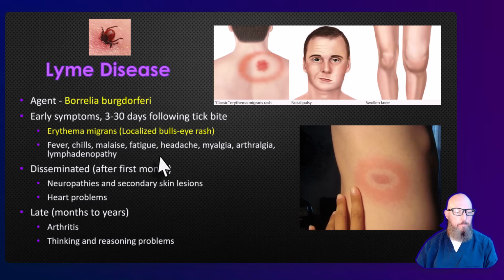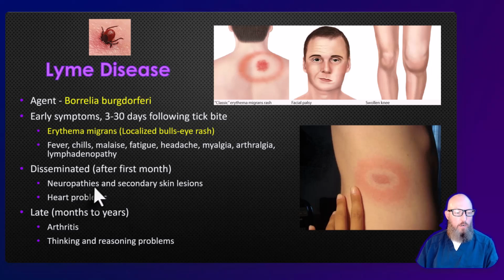tick bite. After the first month, sometimes they refer to this as disseminated, and that'll lead to neuropathy. So it affects the nerves and secondary skin lesions, not in just the original source of the bite, which is where you get that first erythema migrans, but you get secondary rashes away from the initial source.